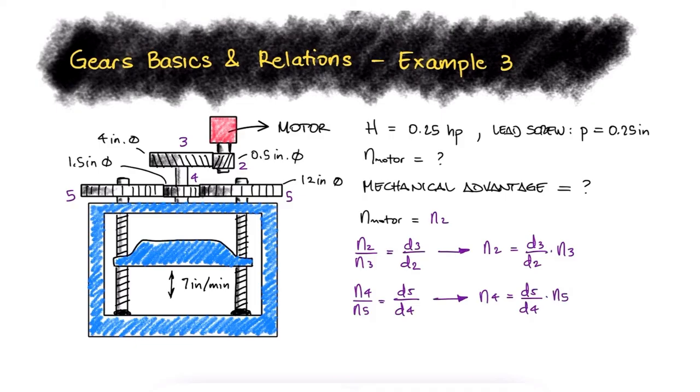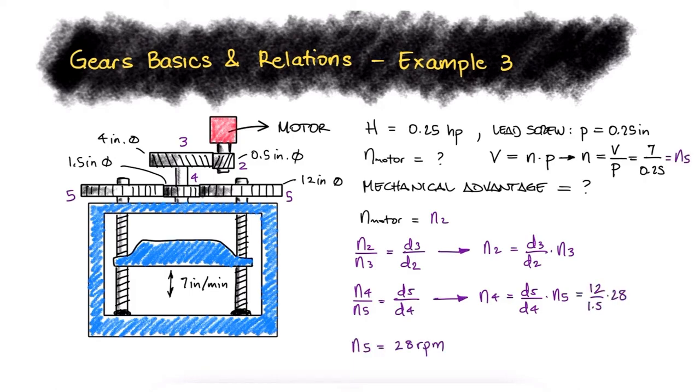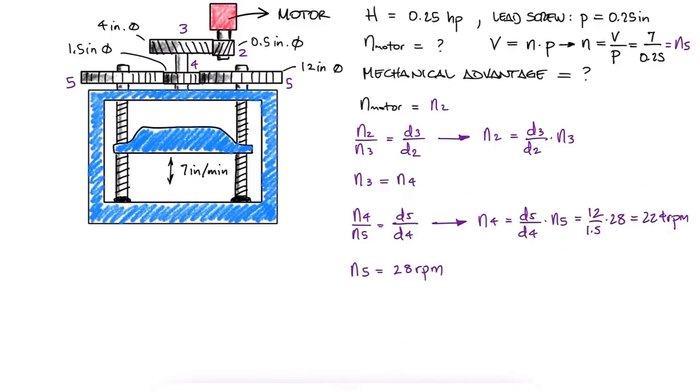Since gears 5 are rotating with their lead screws, and we know that the press head, which is the nut around those lead screws, is moving at 7 inches per minute, we know that gear 5 is rotating at 28 revolutions per minute. Gear 4 is therefore rotating at 224 RPM, as is gear 3, which is located on the same shaft. With this information, we see that gear 2 is 1,792 RPMs, which is also the speed of the motor.